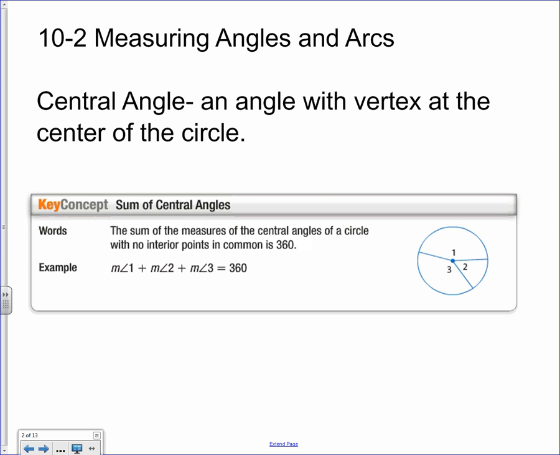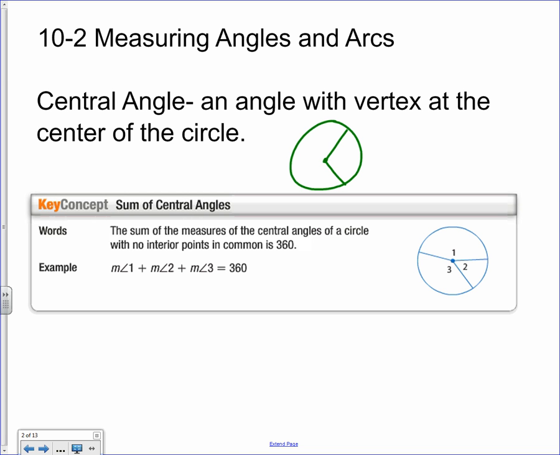So if we have a circle, and the center of the circle, then this would be a central angle because it's an angle that's formed with the vertex at the center.